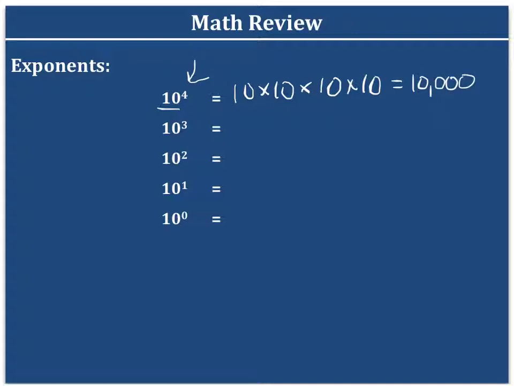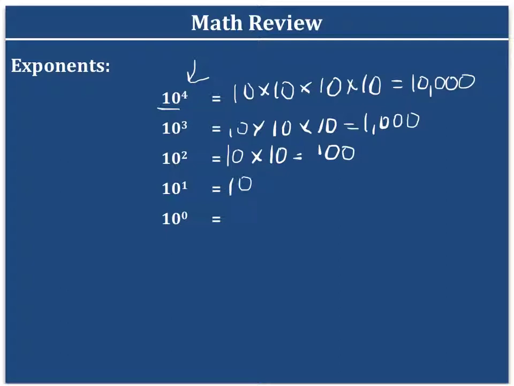10 to the third, 10 times 10 times 10, so 1,000. 10 squared, 10 times 10, 100. 10 to the first is just 10. Now this one, 10 to the 0, we can't take 10 0 times, so you might think that 10 to the 0 is 0, but actually we define anything to the 0 power as being equal to 1.